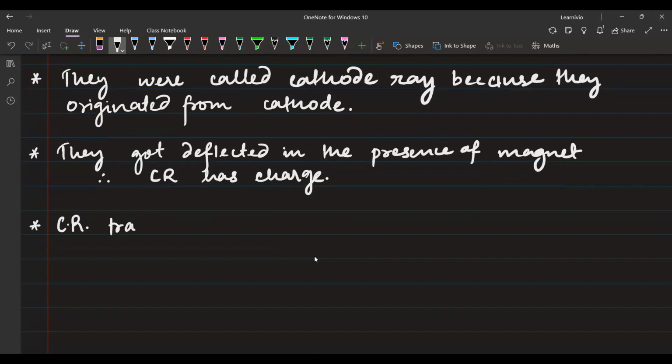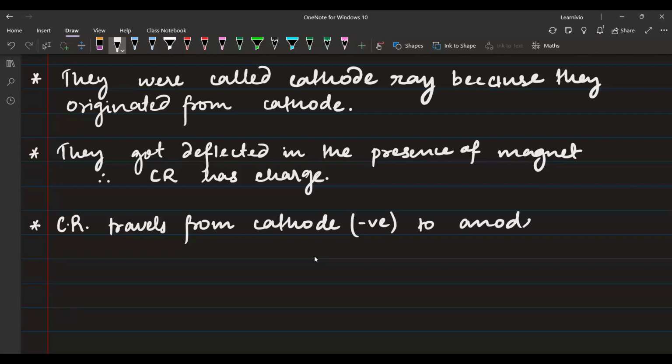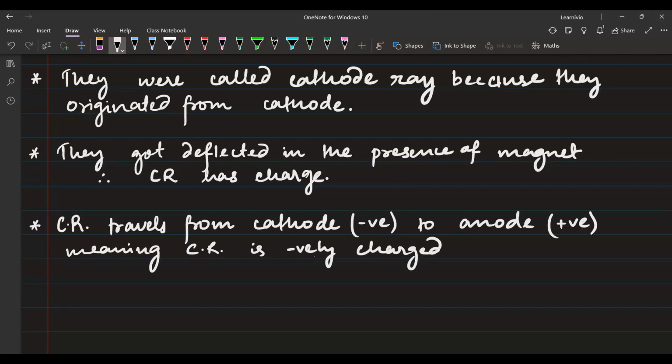Next point. Cathode ray travels from the cathode, that is the negative, to the anode, that is positively charged, meaning cathode ray is negatively charged. It is attracted by the positive.